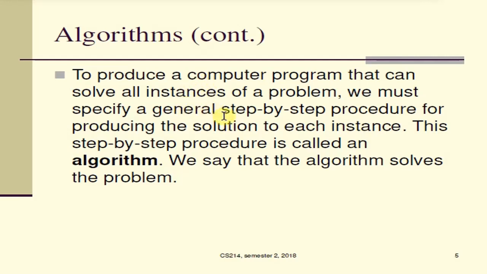And then an instance of it would be a particular set of student IDs. Another instance would be a different set of student IDs, and then another instance would be a different set of student IDs, or maybe a set of other strings and not student IDs. So that is the nature of the problem, right? You have a general problem which requires a general step-by-step procedure, and that step-by-step procedure is what we call the algorithm, right? So we say that the algorithm solves the problem.